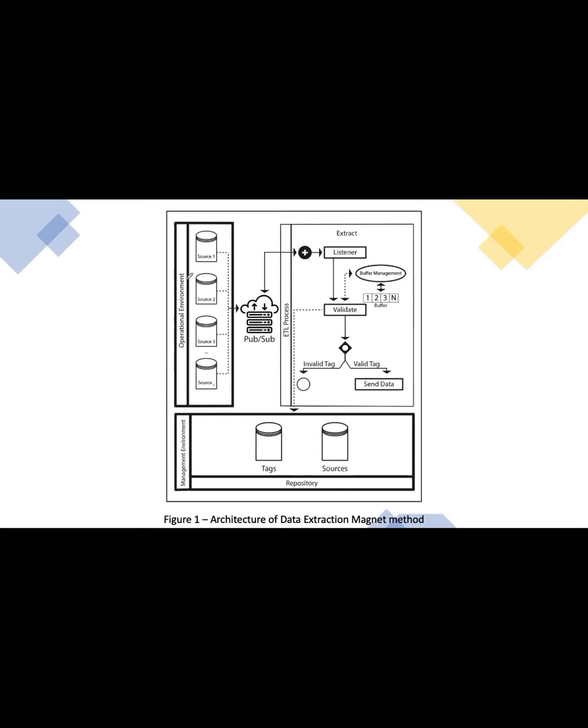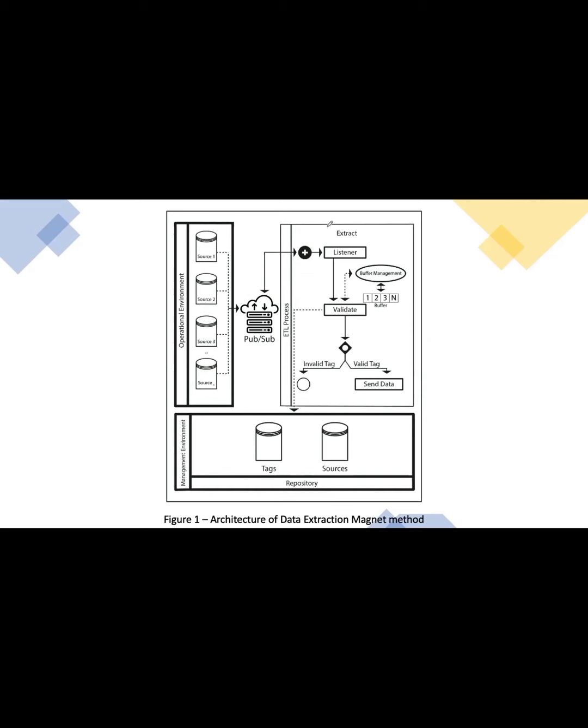The data of the operational environment should connect to the pub subsystem and is ready to send data to this broker. At the same time, the data extraction magnet, that is this whole thing here, connects to the same broker and establishes an interest to receive the data that is sent by the operational data sources.